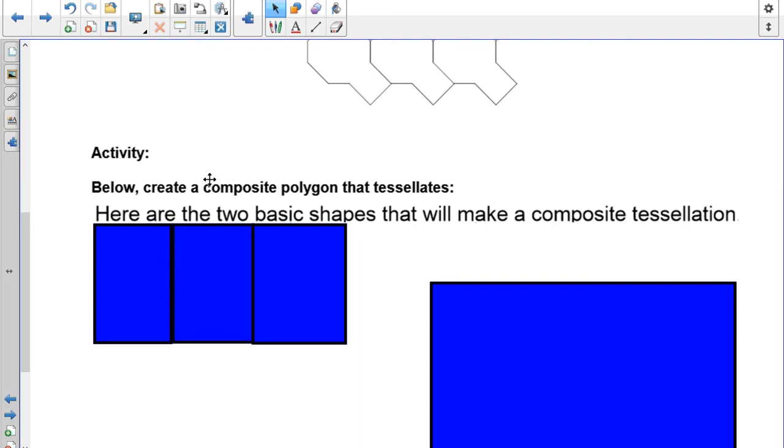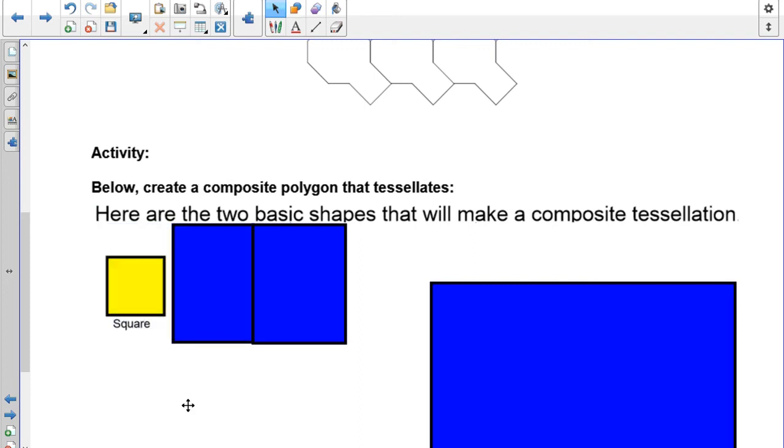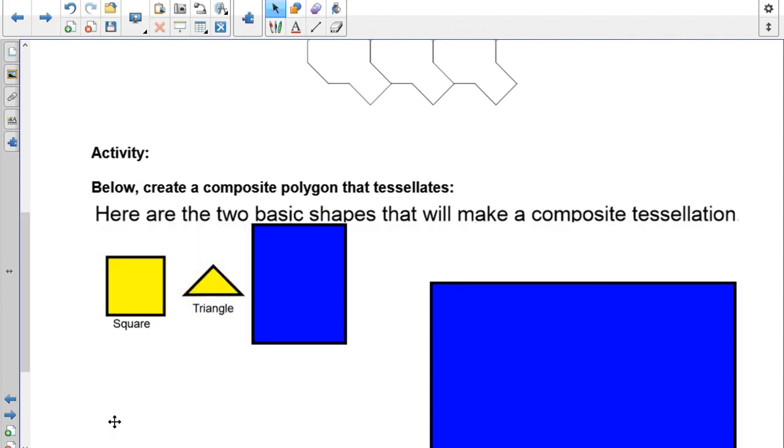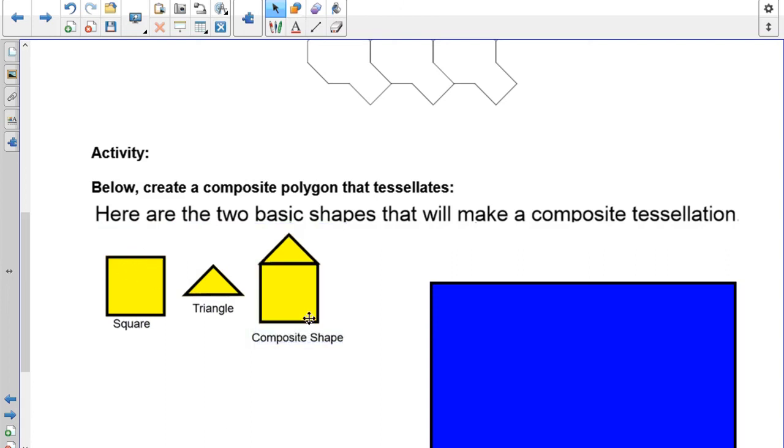Okay, here are my two shapes. I have a square and I have a triangle. When I put the triangle on top of the square and make it one shape, I get this composite shape right there. Now, this here tessellates, and so does that. But more importantly, this one makes a five-sided figure. It's a pentagon, and it actually tessellates also.